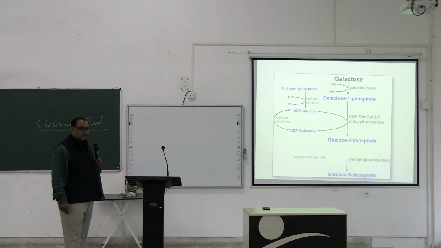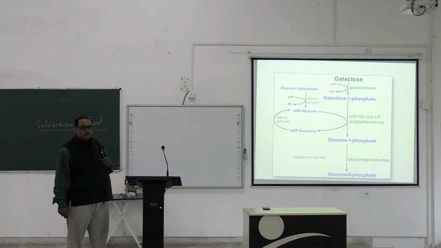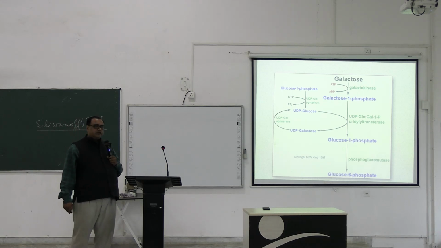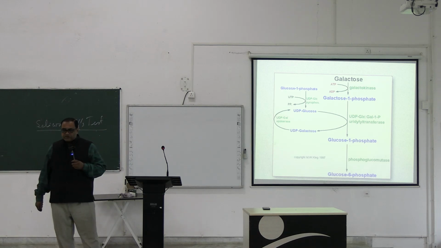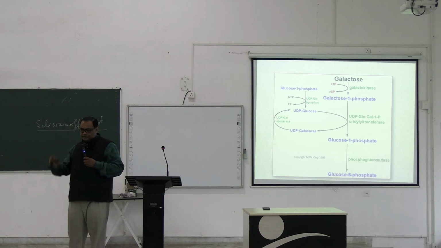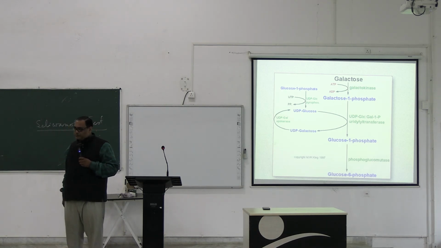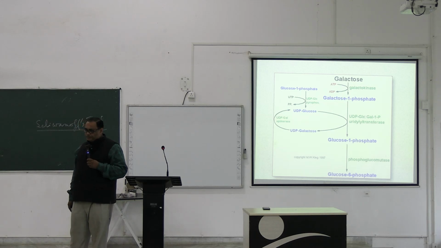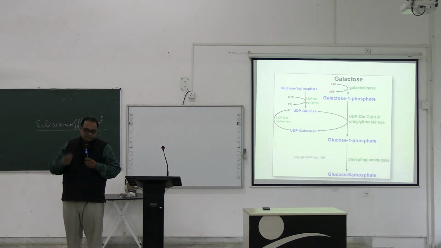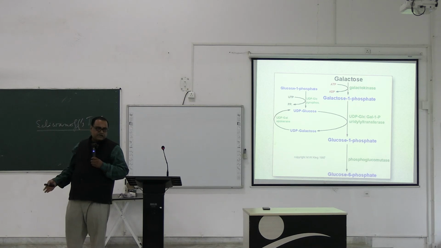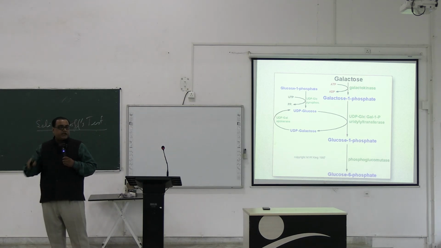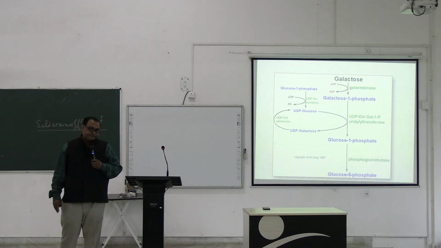But the galactose which is taken up by the UDP-glucose in exchange for glucose will now be converted to UDP-glucose via the enzyme 4-epimerase, because galactose and glucose are epimers at C4. If we just reverse the OH position at C4, then glucose will become galactose or galactose will become glucose. So 4-epimerase is the enzyme which converts UDP-galactose to UDP-glucose.